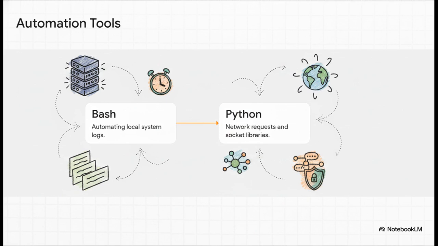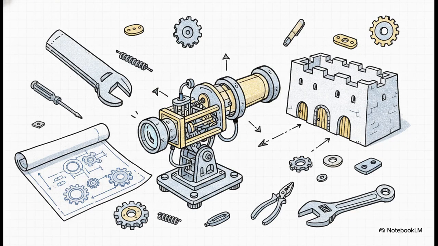Step 2 scales things way up with Python. Python brings massive versatility to the table specifically through its requests and socket libraries. This allows your scripts to reach out across the network, interact with web services, and perform deep, complex network interactions that Bash just simply isn't built for. Let's move to and see how this builds into something truly functional.